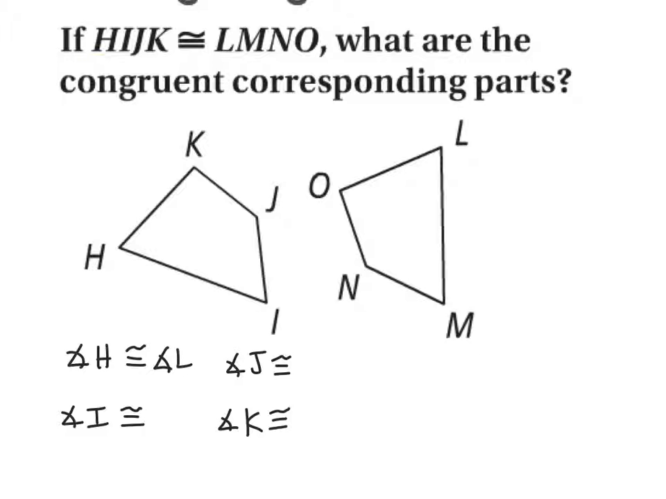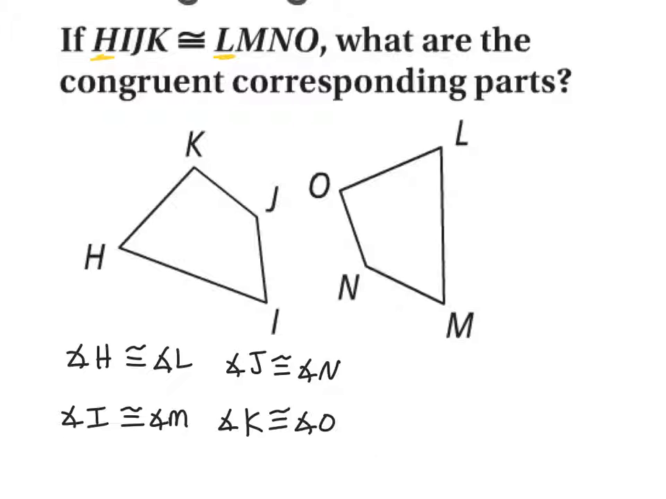I know that because they are in the corresponding positions in the roadmap. So what angle is angle I congruent to? Angle M. Angle J is congruent to angle N. And angle K is congruent to angle O. Make sure that you are using the proper notation. Don't just say H is congruent to L. It's angle H congruent to angle L. Use your proper notation.